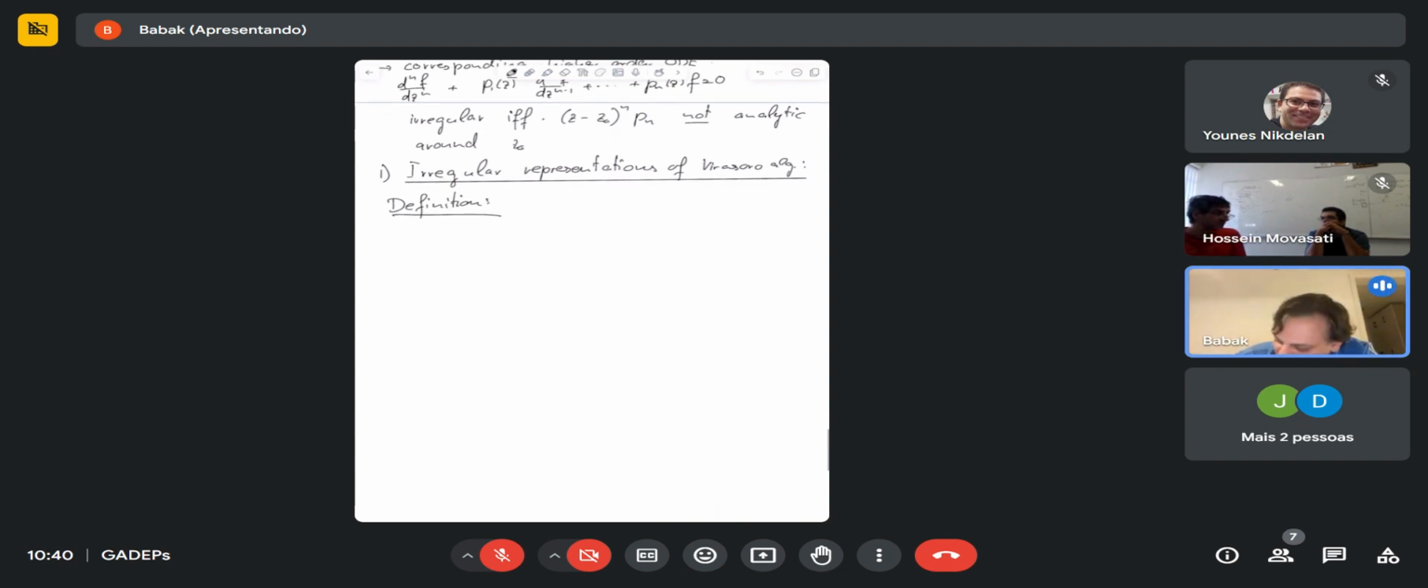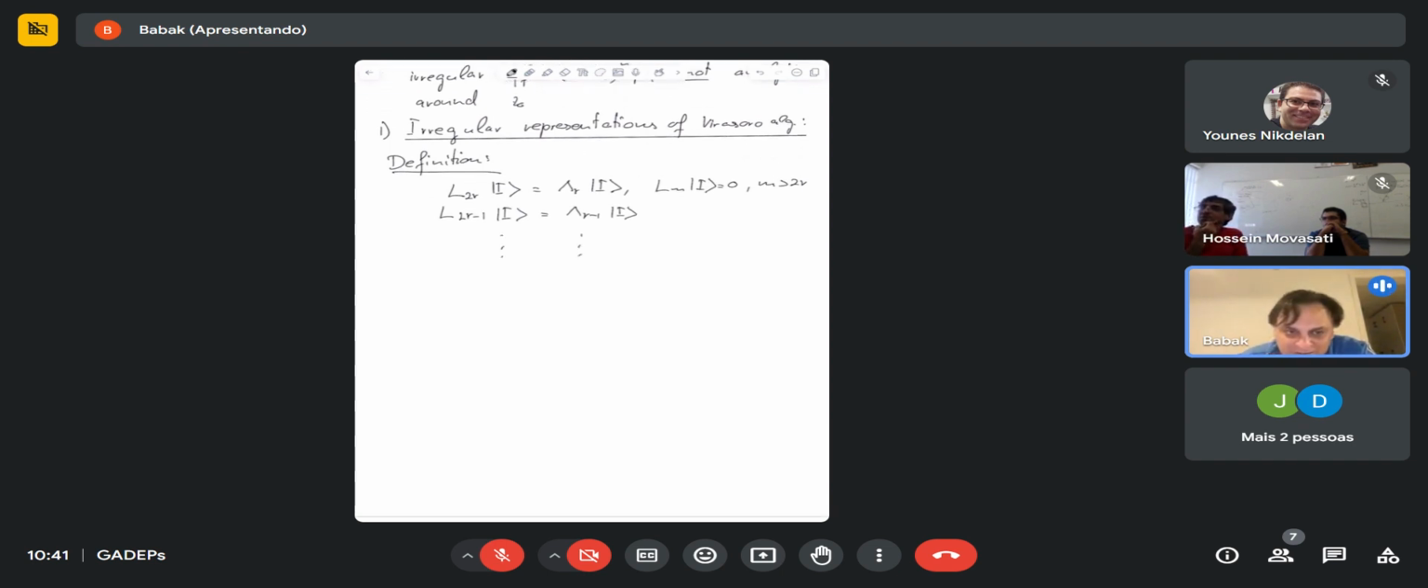So we have the Virasoro generators, Ln, L minus n, and so on. And if I take L_2r acting on this irregular state, then it is supposed to be an eigenstate. And Lm acting on this |I> is equal to 0 whenever m is greater than 2r. And moreover, we have L_(2r-1) acting on it. This one will also be an eigenstate with eigenvalue lambda_(r-1), and so on and so forth.